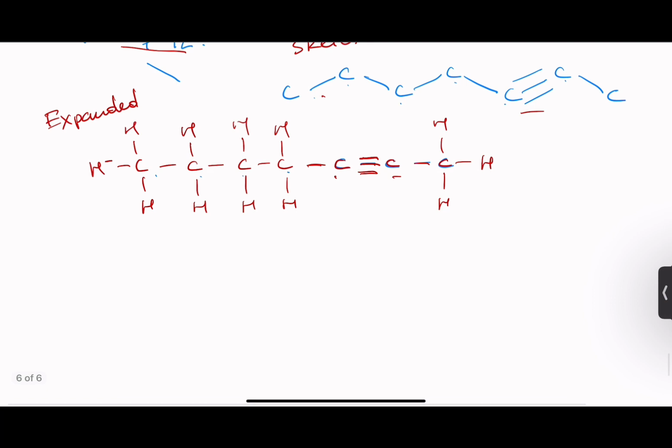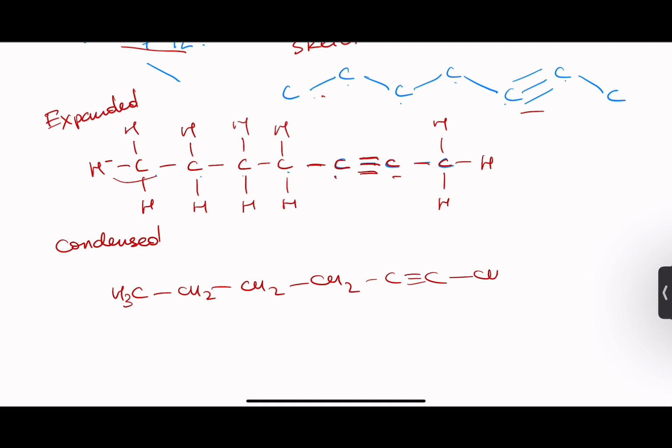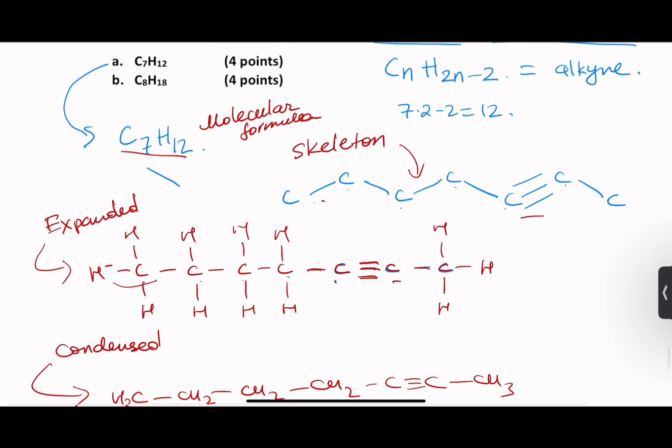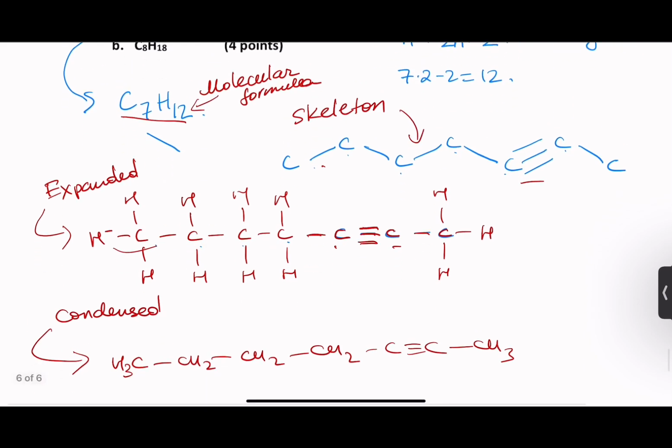And now I'm gonna draw the condensed form. I'm just gonna summarize all this. CH3, CH2, CH2, CH2, and then I have C, and CH3. Just like this. So this is expanded, this is condensed, this is skeleton, this is molecular formula.